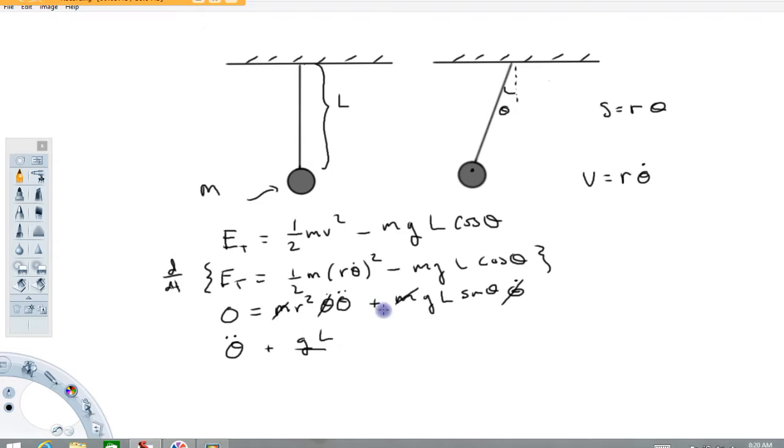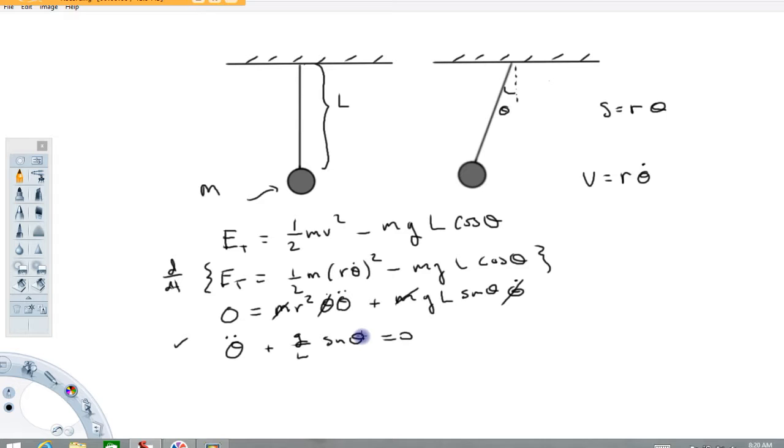So when we divide out that L squared, we're going to have GL, we're going to divide one out. Dividing by L squared, this term's going to be G over L sine theta, and then equals 0. All right, so here's the equation of motion that describes this pendulum.